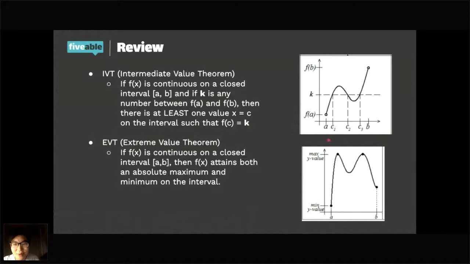So let's say we have point A here and point B here. Basically it says if f of x is continuous between a and b, there's going to be some value c in between a and b. And at that value c, if we plug in, f of c, we're going to get a value k.